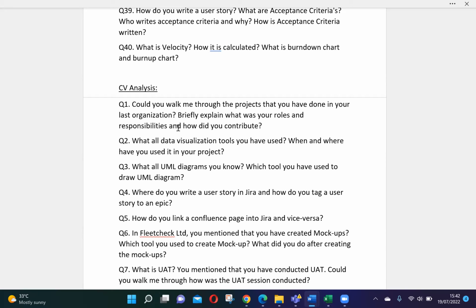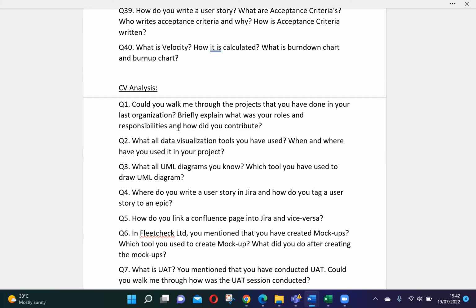Which tool have you used? You can say Visio I have used. You have used Visio, no? Yes, Visio. You can also say that during my training, for my project, I used draw.io. Okay, all right, that's fine.